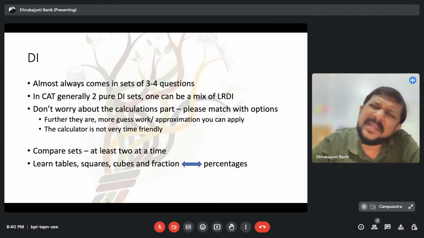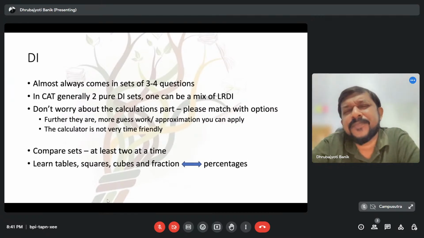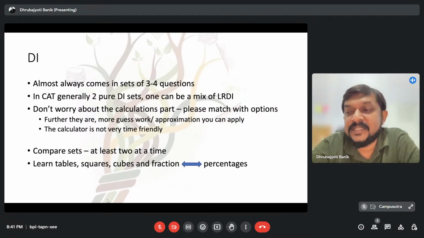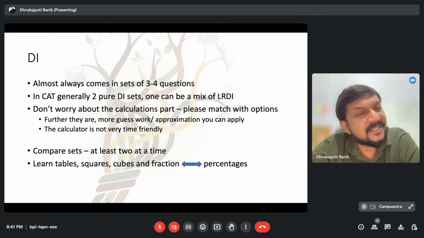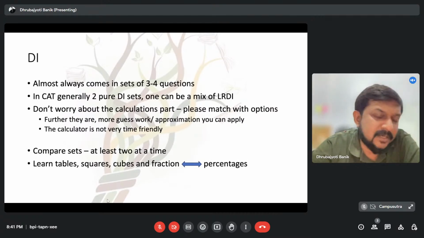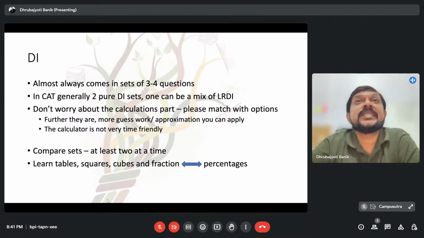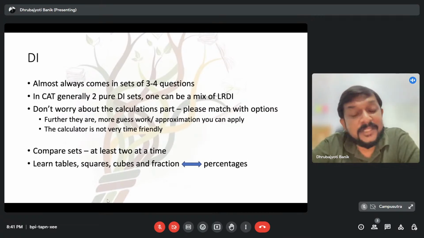Except a rare occasion might have been the year of 2010-11, where most of the DI sets are very reasoning based. But other than that, at least one to two DI sets which are pure calculation based have always come in the paper. Now, the first thing is, don't worry about the calculations part much.